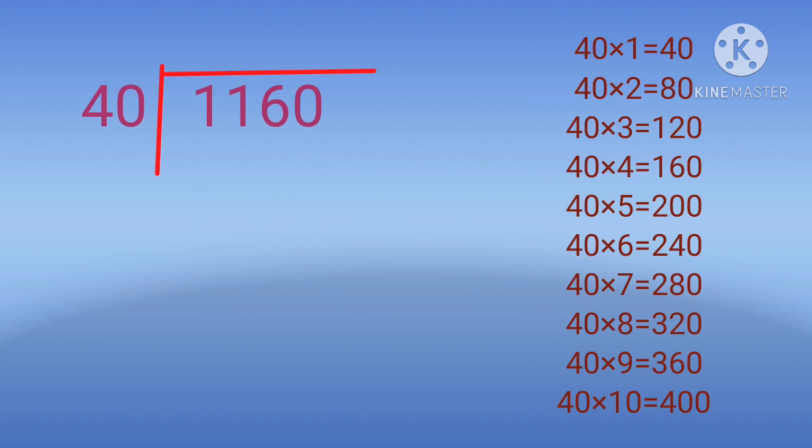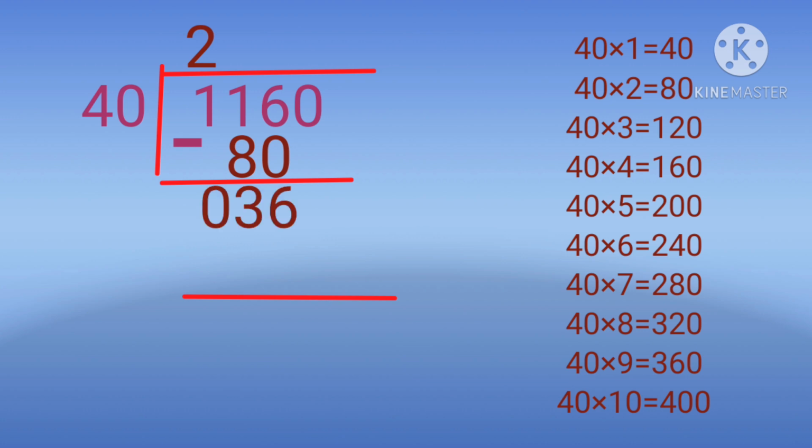1160 by 40. Now we have to consider the number 116 for division by 40 as 11 is smaller than 40. So let us look into the table of 40. So how many times will 40 go into 116? Yes, only 2 times, isn't it? Because 40 into 3 is equal to 120. So now subtract from 116, 80, you get 36. Now bring down the next digit 0.